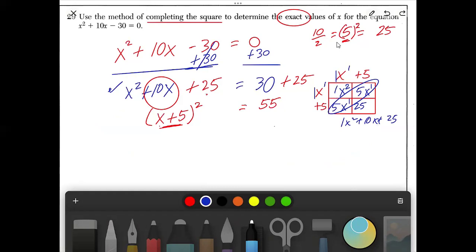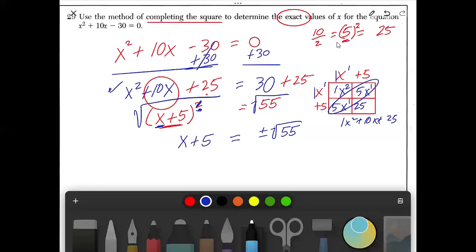Now, all we're going to do is solve for x, and we're going to use inverse operations. The inverse operation of squaring is to take the square root. What I do to the left-hand side, I have to do to the right-hand side. So this is going to cancel out. So we're going to have x plus 5 equals the square root of 55. This is not a perfect square. They don't want decimals, so we are not going to calculate it. We're just going to leave it as the square root of 55. But it's going to have a positive root and a negative root.